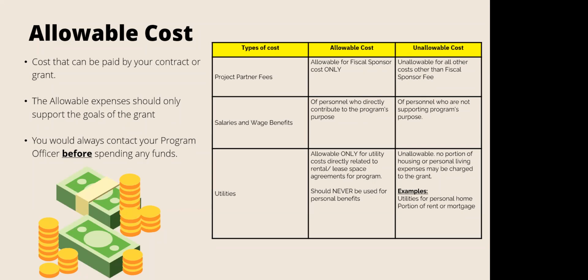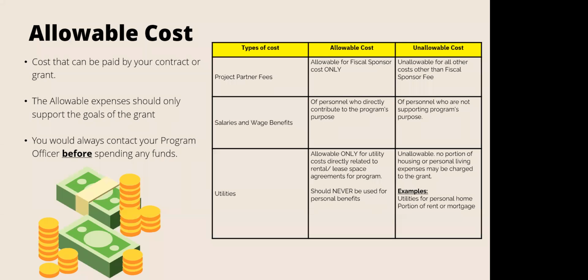I pay my landlord for the upstairs for personal, and I pay my landlord downstairs for commercial use. Well, the business downstairs is an allowable expense, but upstairs is not, because no portion of your housing or personal living space may be charged to the grant. If it's personal usage, it's unallowable.